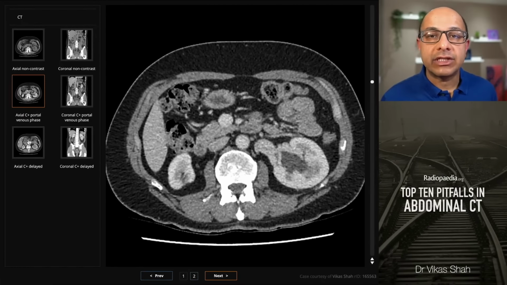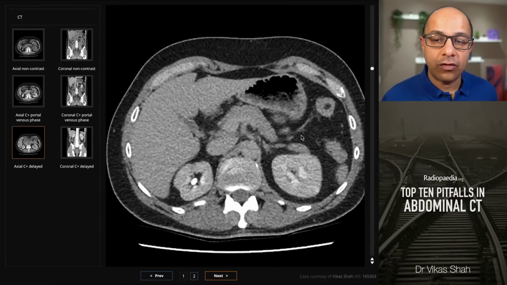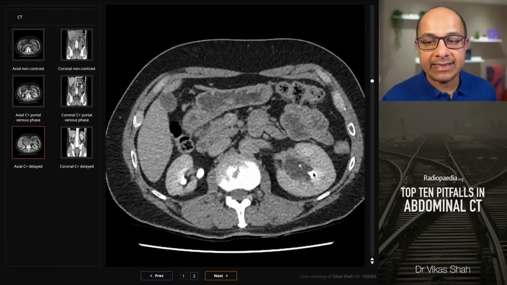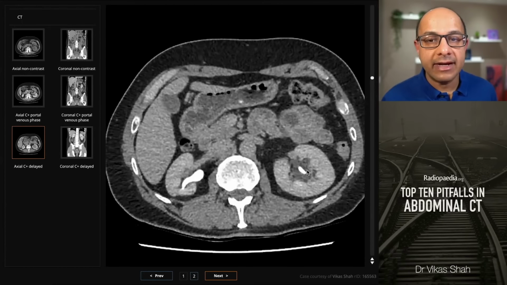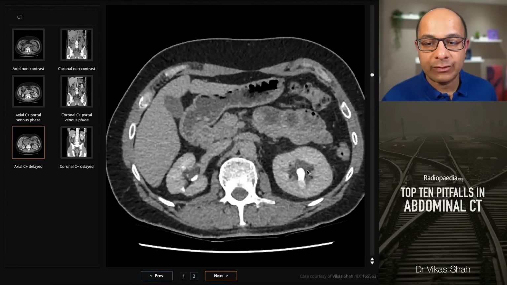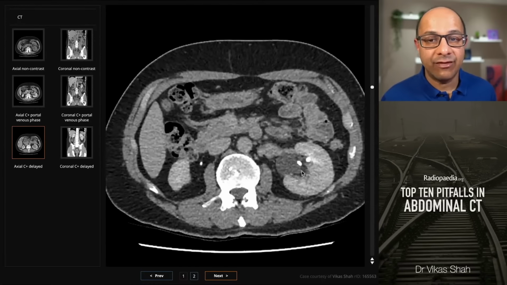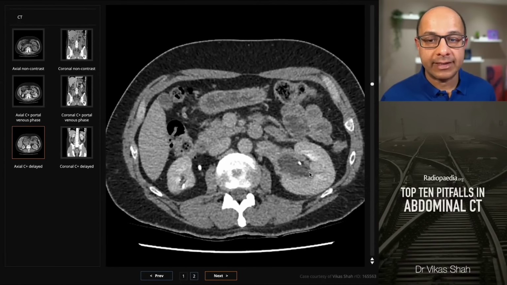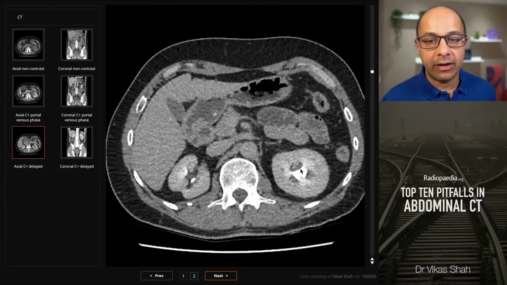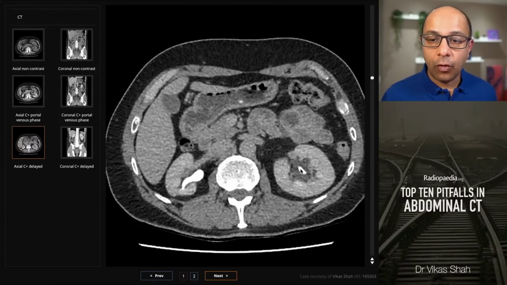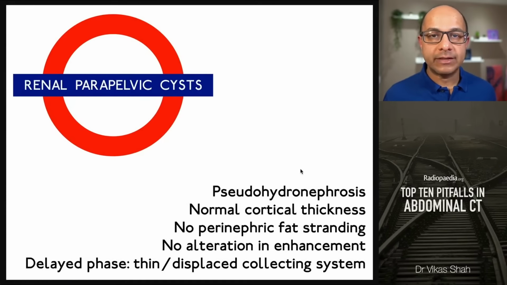But the delayed phase images really help us because here we see contrast excretion into the calyces and into the pelvis and ureter, and they're normal in caliber, and in fact they are thinned and stretched around these fluid-filled spaces, which are in fact left-sided, so unilateral parapelvic cyst. And these are cysts that extend into the renal sinus fat from the parenchyma, and they can be unilateral or bilateral and cause this phenomenon of pseudo-hydronephrosis. So this is not real hydronephrosis.